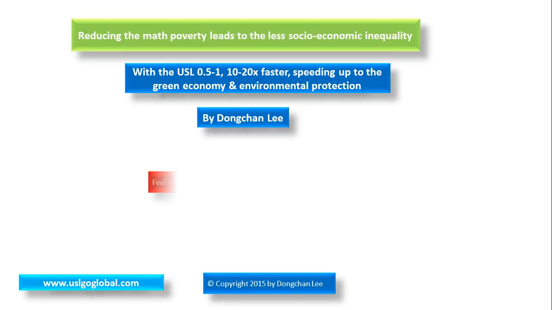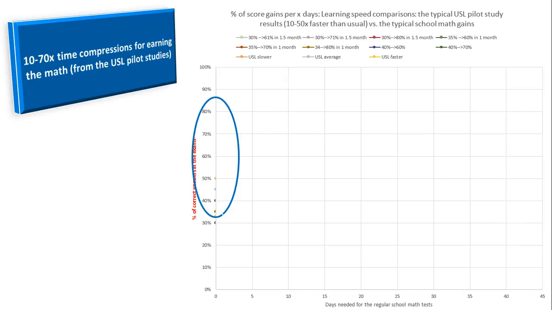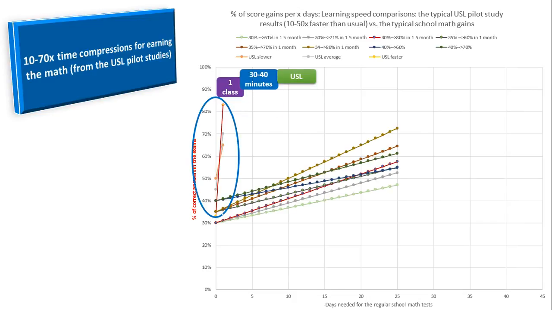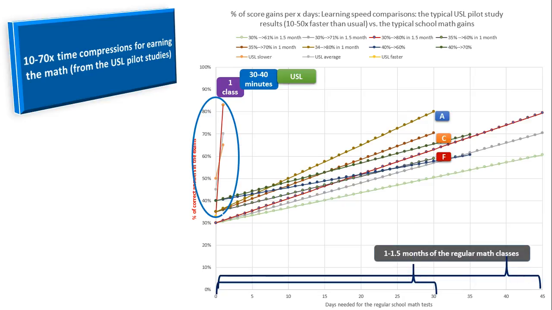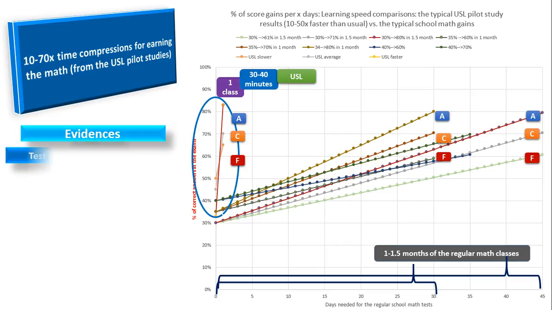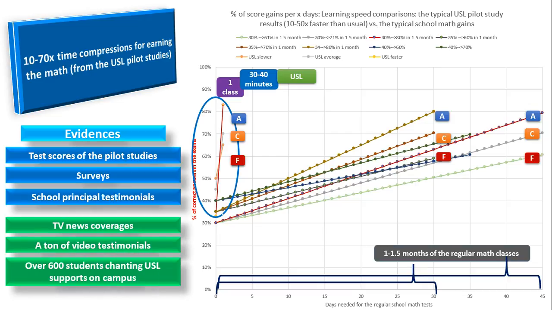I'm the creator of USL, and this video is an introduction about how to radically reduce math poverty using USL. We did run the pilot studies, and what normally takes 45 days for the average range of the grades A to F, we could achieve in just one class of 40 minutes, and that's like 10, 50 times faster, 20, 56 times faster.